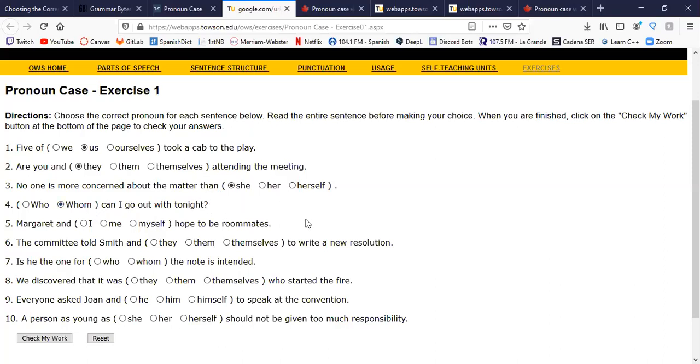Number 5, Margaret and I blank hope to be, it would be I, me, or myself. Okay, so which one is it? So pause the video and think.